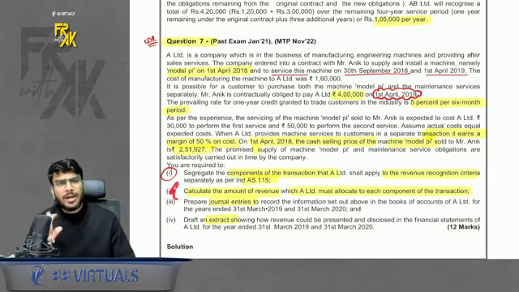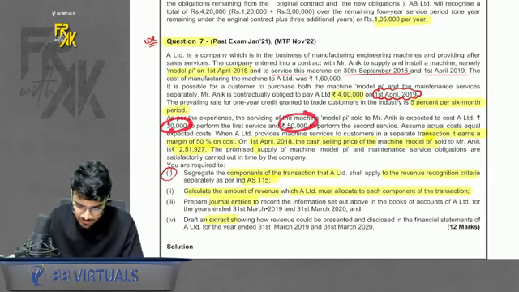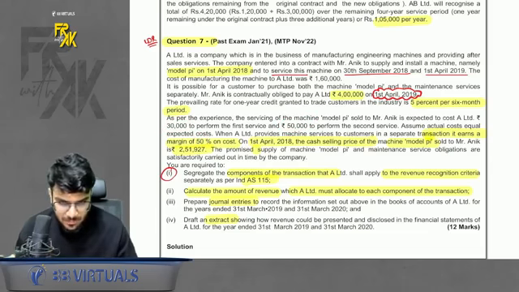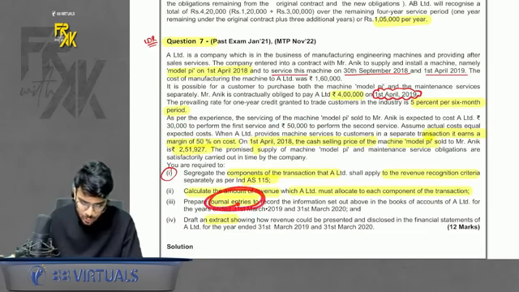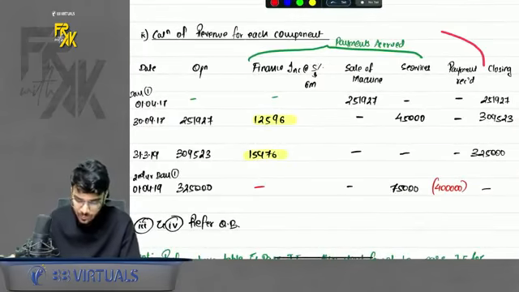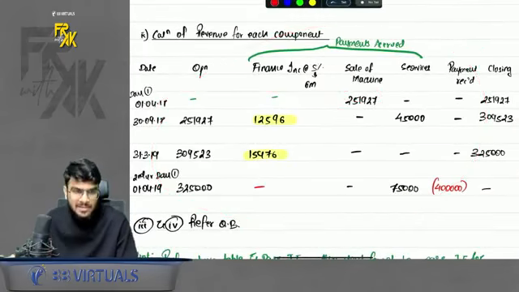Okay. And how do you get the SSP? What is the value of services? They are given. The cost of services is given, and they have said we keep a margin of 50%. So you will get the SSP of services. Simple. In the third part, they are telling us to pass the entries. Entries is very simple. Just look at the table and keep on passing the entries. Whatever date you have any amount besides it, just pass the entry for that.